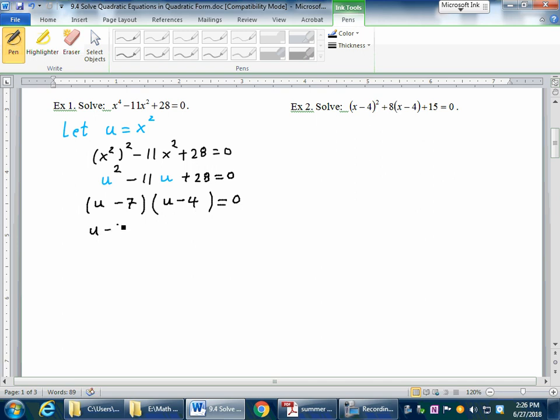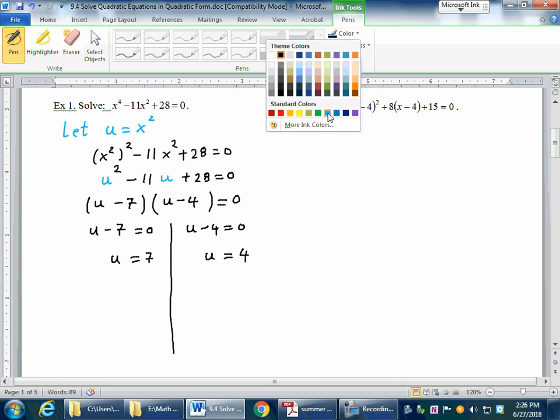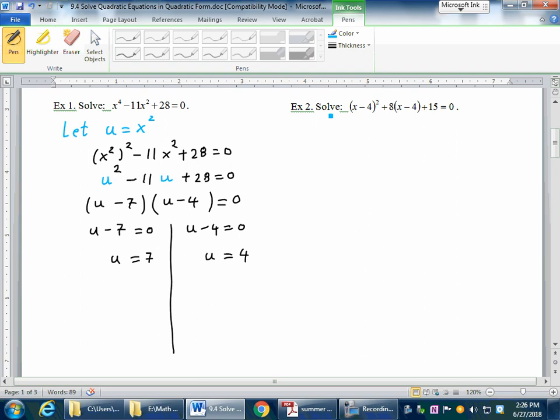Using the zero factor property, u minus 7 is equal to 0, u minus 4 is equal to 0. So therefore u is equal to 7 and u is equal to 4. Now this is not our final answer because in the original equation, the variable is x. So therefore I need to solve for x, in which we now substitute back what u is representing. u is representing x squared, so I substitute back x squared, x squared equal to 7, x squared equal to 4, and continue solving.